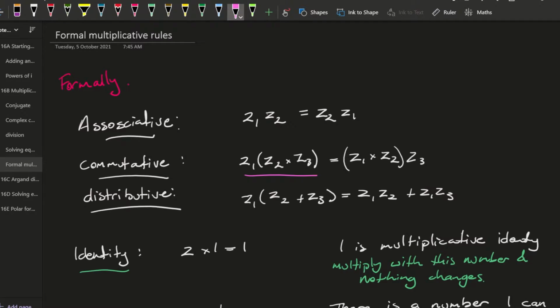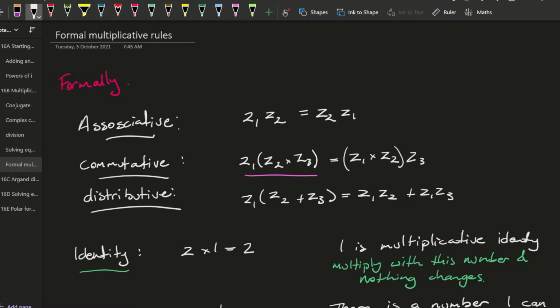It's distributive, just like the real numbers. So if I multiply across an addition, we just add the multiplications. And it looks like I made a mistake there. That should be Z times 1 equals Z, because the definition of identity is that when we use this operation, nothing changes, okay? So Z times 1 is Z.